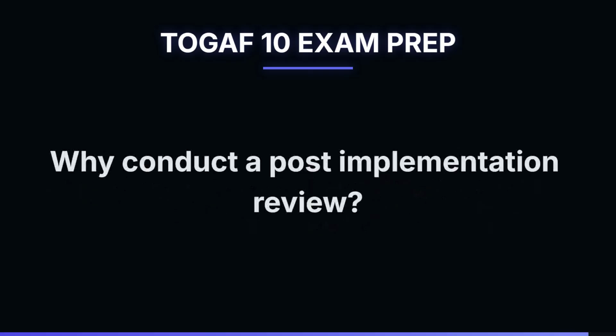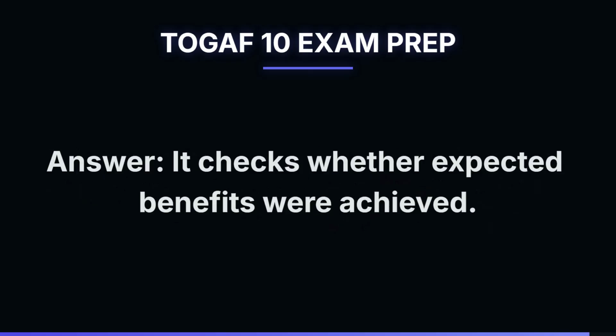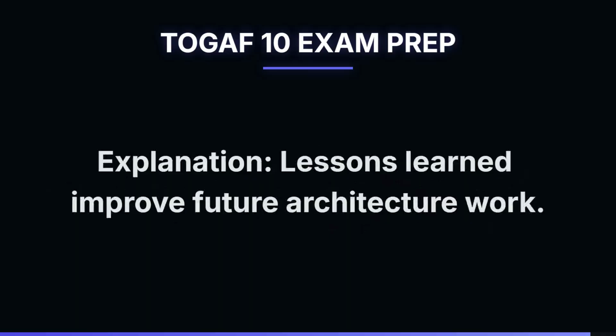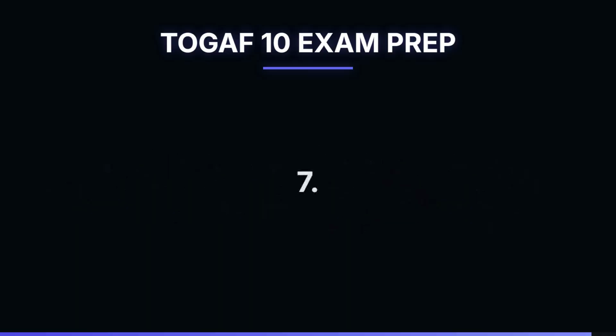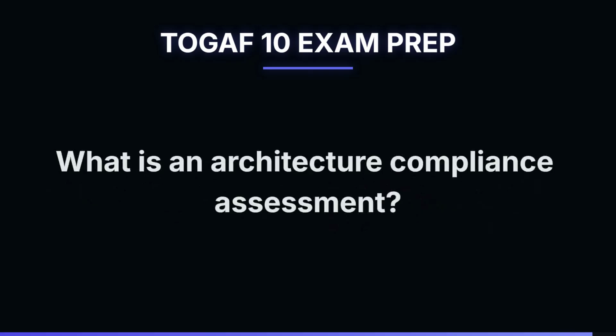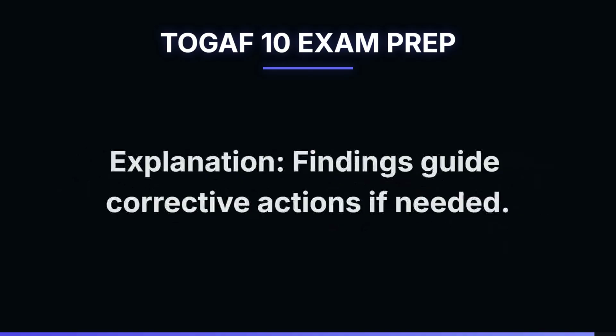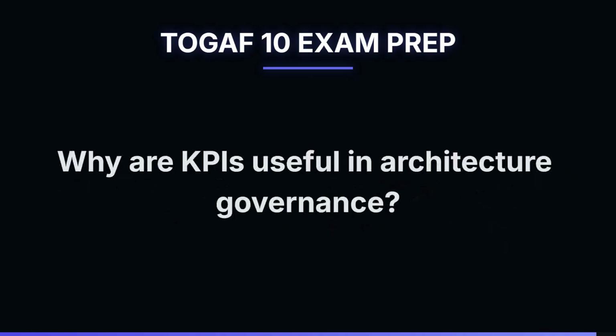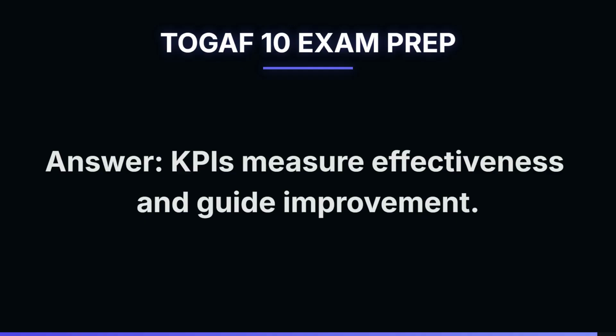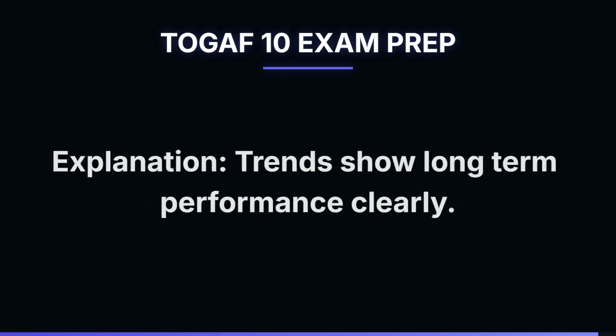6. Why conduct a post-implementation review? It checks whether expected benefits were achieved. Lessons learned improve future architecture work. 7. What is an architecture compliance assessment? It evaluates whether a solution follows architecture standards. Findings guide corrective actions if needed. 8. Why are KPIs useful in architecture governance? KPIs measure effectiveness and guide improvement. Trends show long-term performance clearly.